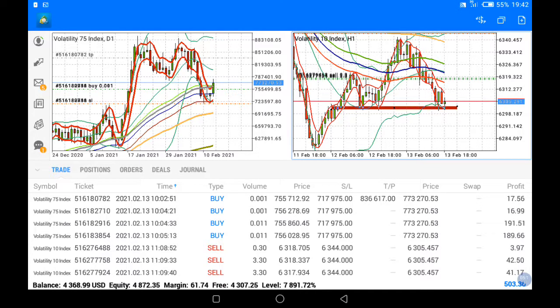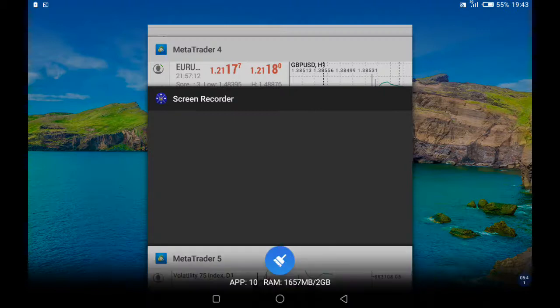Talking about volatility index trading versus currency trading, which is better? For me, I feel both of them are good. It depends on your perspective. If you're a trader, you can trade all of these markets with maximum profits.